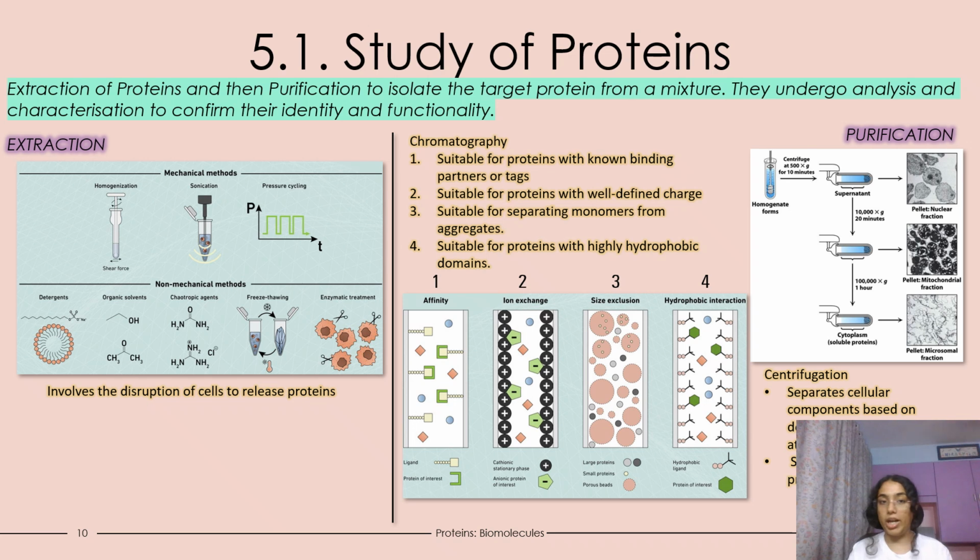Ion exchange chromatography separates proteins by charge using cationic or anionic reactions and then is eluted by increasing the ionic strengths. It is suitable for proteins with well-defined charge. Size exclusion chromatography sorts protein by size through a column filled with porous beads. Smaller proteins enter the pores and larger proteins, which elute faster, bypass the pores. It is suitable for separating monomers from aggregates.